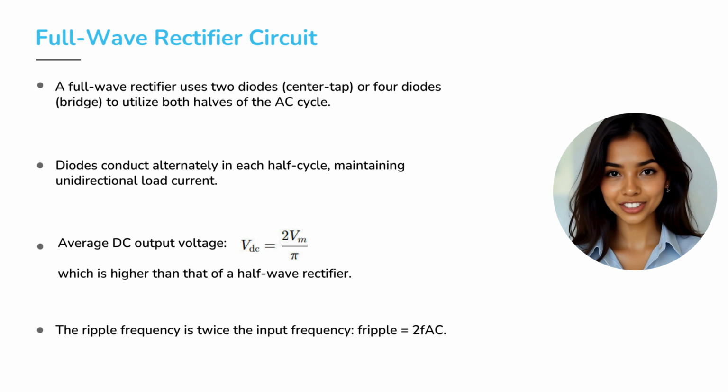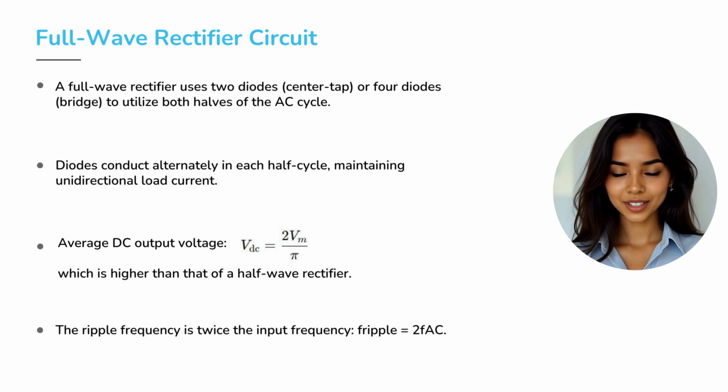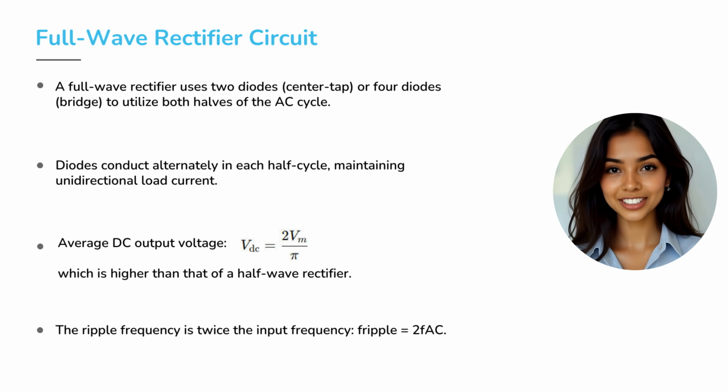It's like the clever sibling who uses both halves of the AC input. This circuit can be designed in two main ways, the center tap version with 2 diodes or the bridge configuration with 4. In both setups, different diodes conduct on alternate half cycles, ensuring current always flows through the load in the same direction. That's twice the output for your effort.